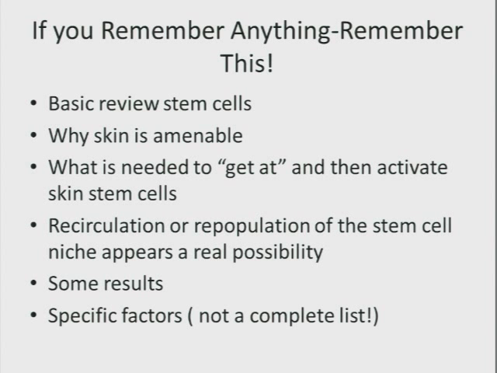Skin is very amenable because it's close to the surface. You have dermal-epidermal junctions, and in those junctions you have tons and tons of stem cell niches that you can get to. Okay? So you can get it there if you use the right type of technology to do it. Recirculation is possible, so you don't need to worry about burning out the stem cell niche like the Dutch lady. Okay? I'm going to show you some pictures now.